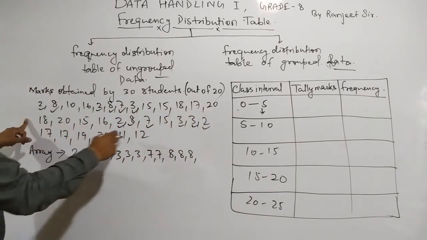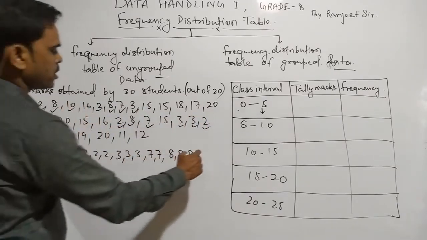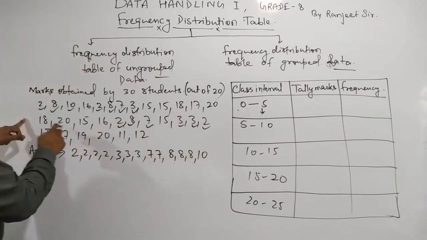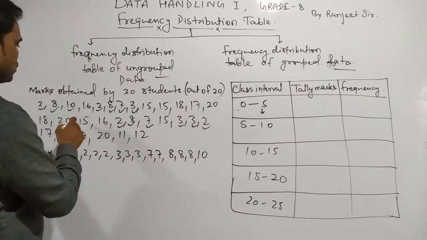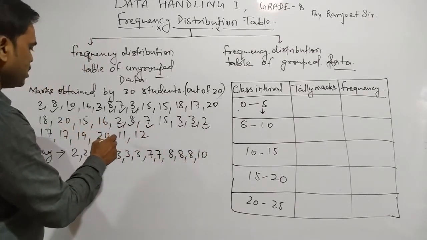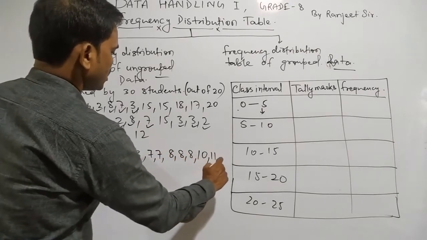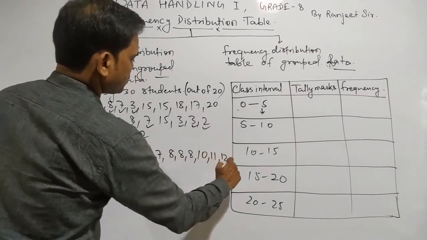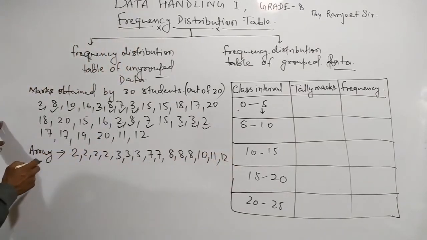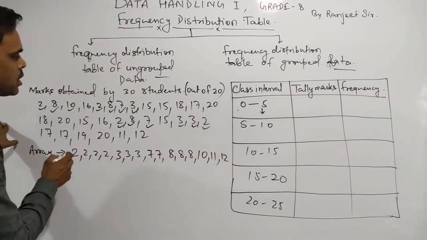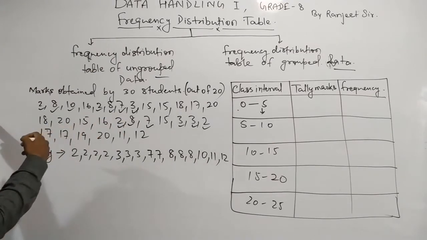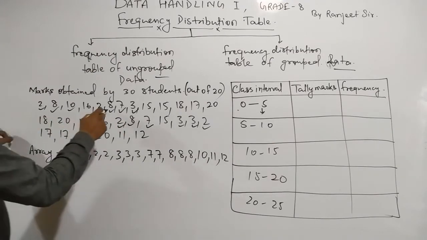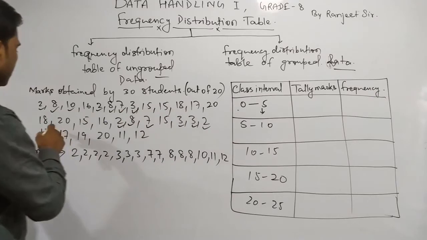9 is not there. So we'll check for 10. 1 time it is. Any more 10 is there? No. So 10 done. 11 is here. I think only 1 time. And then 12 is also 1 time. Then 13 is here. I think 13 I have written somewhere. Yes, 13 is not here.